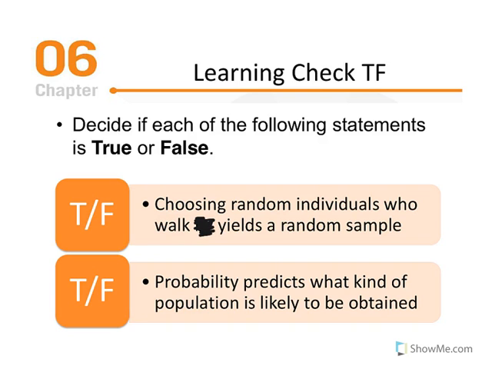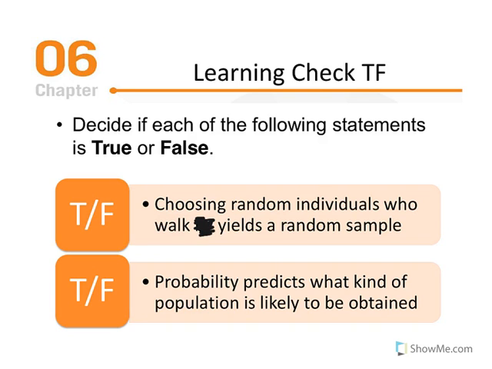And finally, true or false: choosing random individuals who walk yields a random sample. Is this true or false? Does this adhere to the requirements of random sampling, or sampling with replacement? Well, that requires that each individual in the population has an equal chance of being selected, and additionally, that the probability of being selected stays constant from one selection to the next when more than one individual is selected. That's the definition of random sampling, or this idea of sampling with replacement.